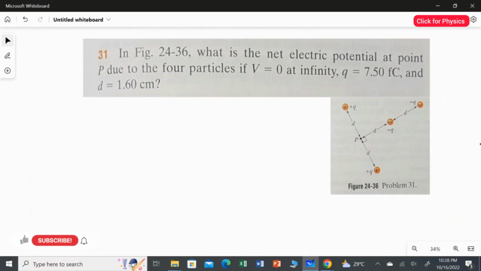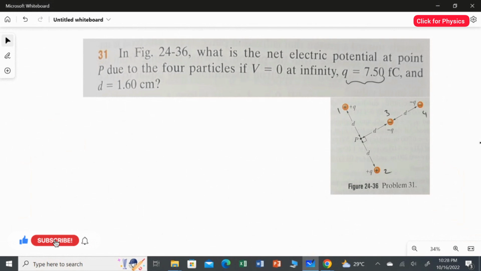In the figure, what is the net electric potential at a point P? What is P? Here we have the P, am I right? And you have four charge particles and all charges are exactly same. So how many charge particles we have? 1, 2, 3 and 4.